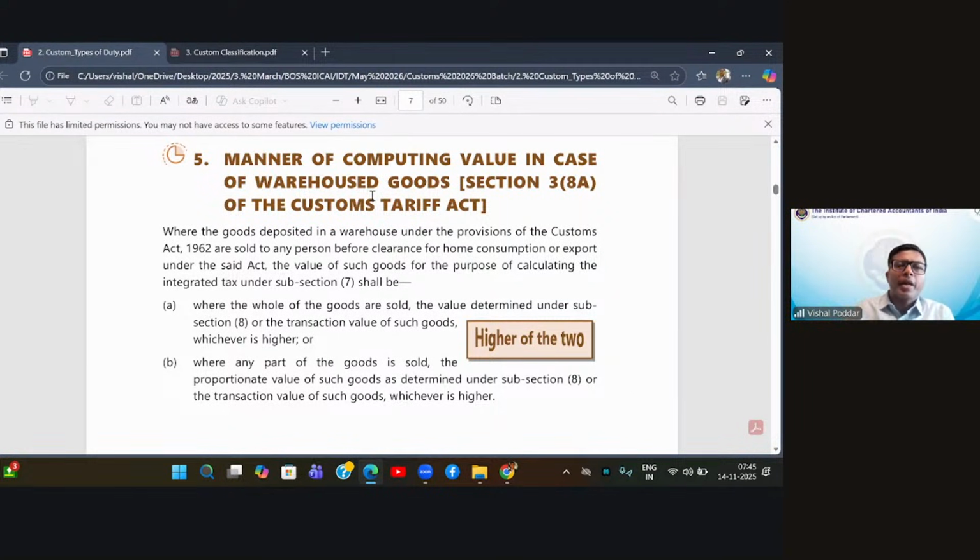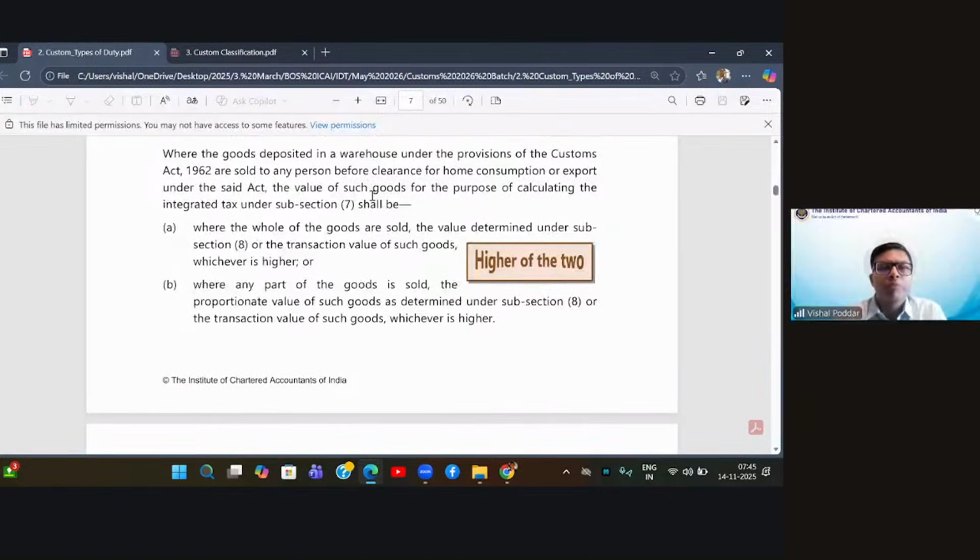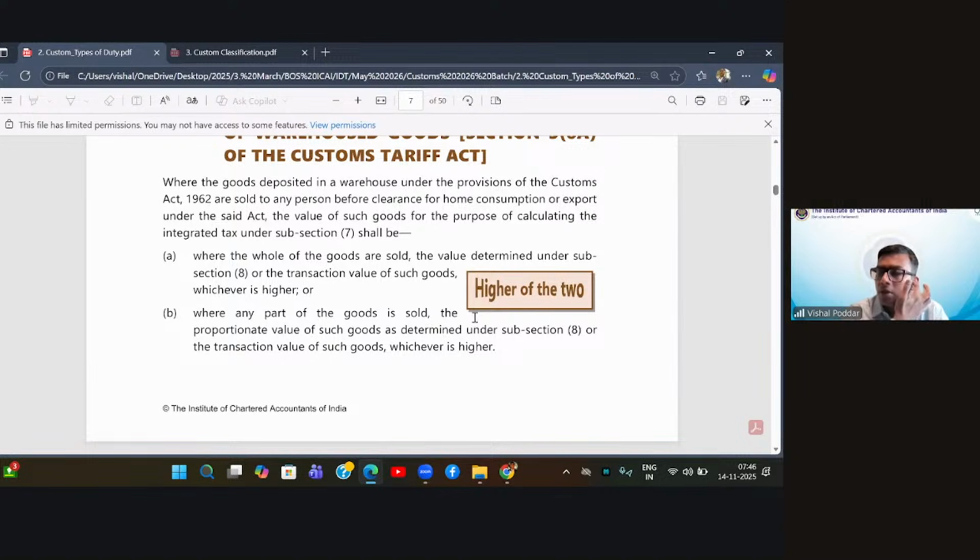So 3 bracket 8a says that the value would be the higher of, whichever is higher: where the whole of the goods are sold, the value determined under subsection 8 or the transaction value of such goods, whichever is higher, and where any part of the goods is sold, the proportionate value of such goods as determined in subsection 8 or the transaction value, whichever is higher. Now, what is the value determined in subsection 8? We saw above. It is the total of three: assessable value, import duty, social welfare surcharge.